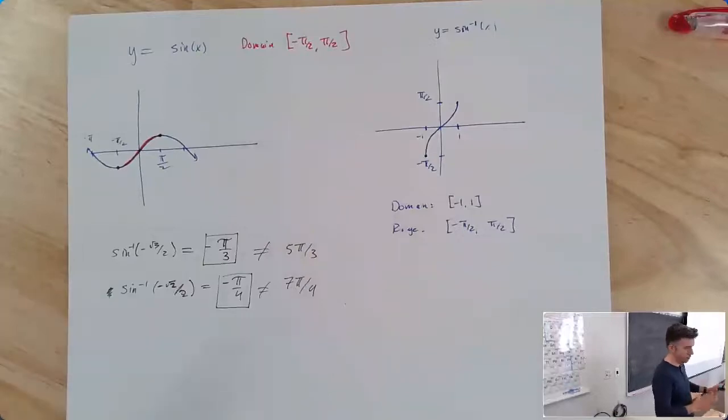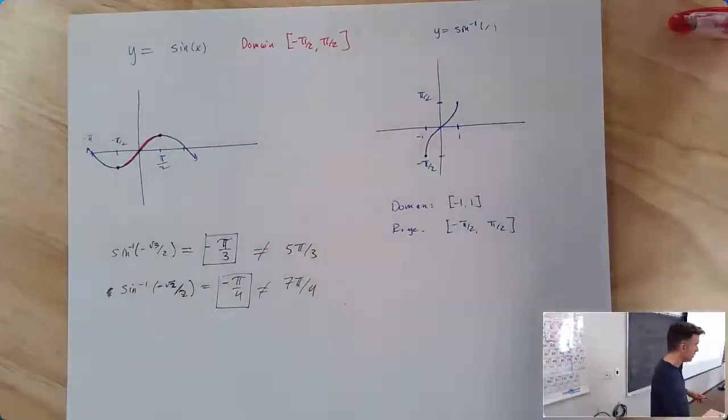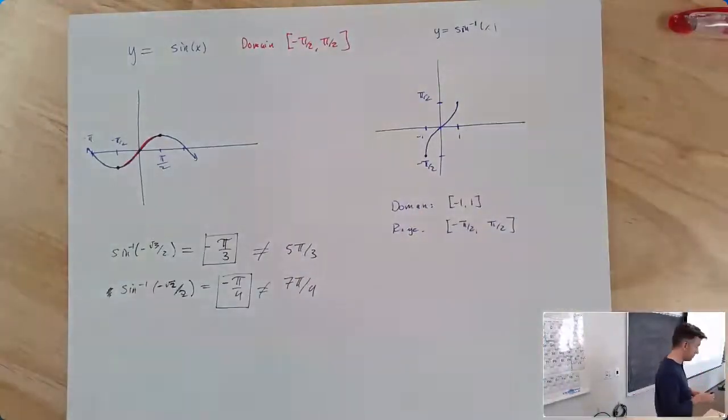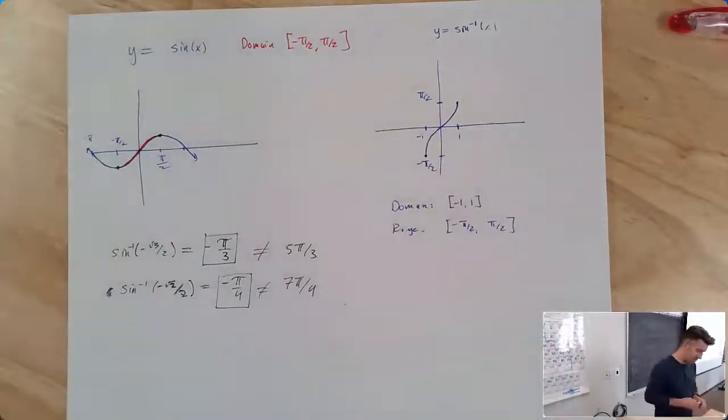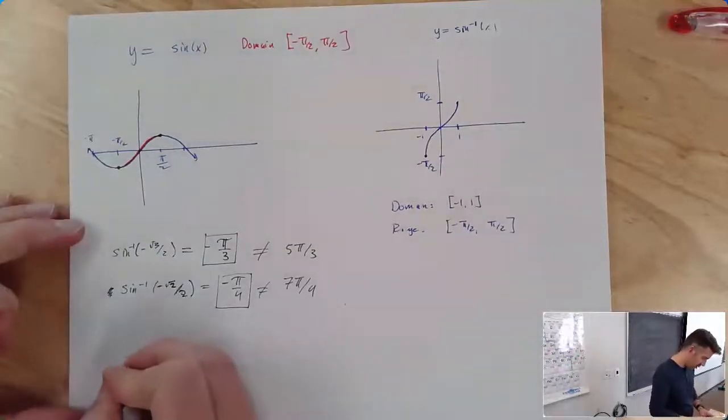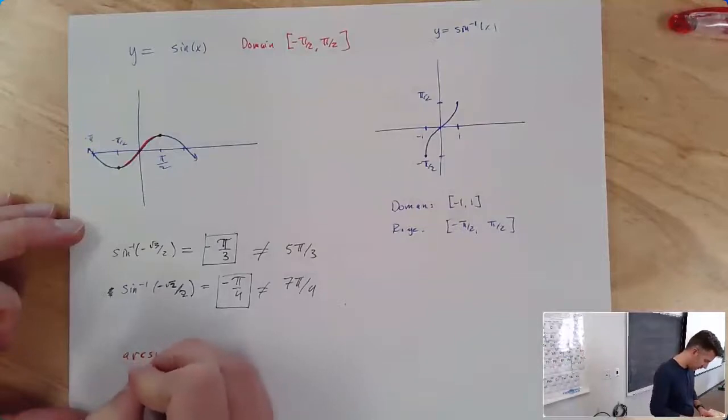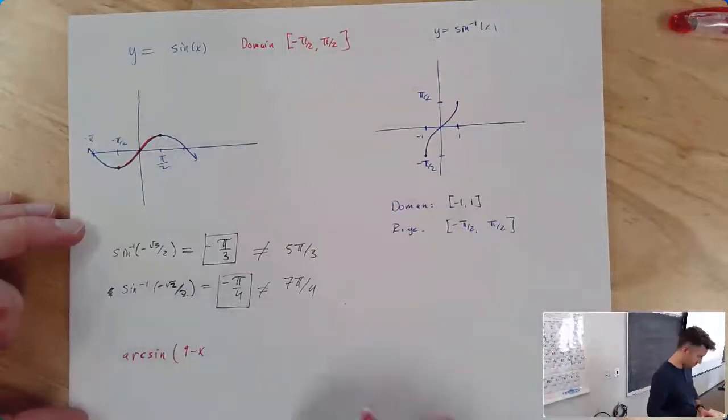Questions about this so far? Will you show examples where instead of a place on the unit circle, it'll be x, like the arc cosine of a fraction with x in it? Sure, we could look at something like that. I'm guessing you mean something like find the arc sine or the inverse sine of 9 minus x.